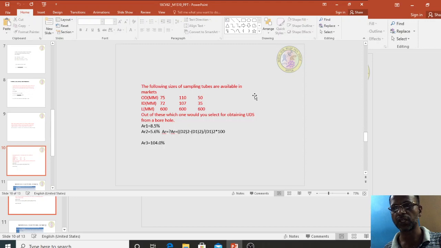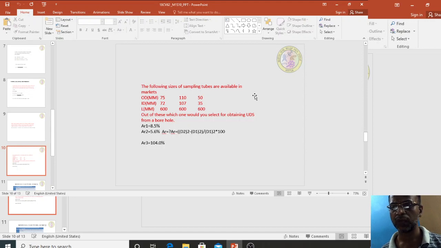The second sampler tube: outer diameter is 110 mm, inner diameter, after reducing the thickness, is 107 mm, and the length of that sampler tube is 600 mm. Third sampler: outer diameter is 50 mm, inner diameter is 35 mm, length is 600 mm. So out of these, which one would you select for obtaining a UDS sample for a borehole is the question.